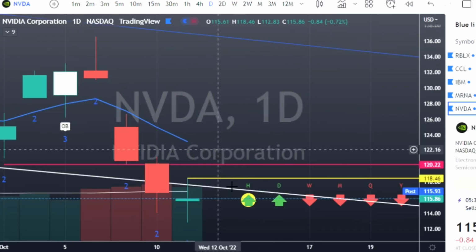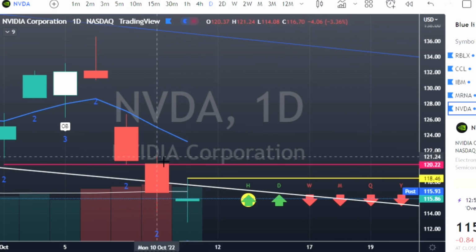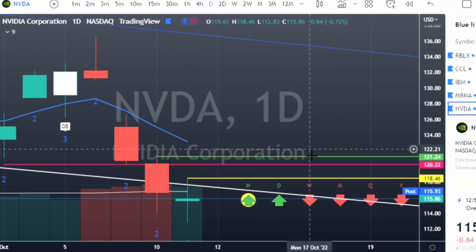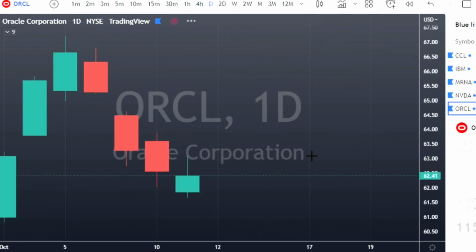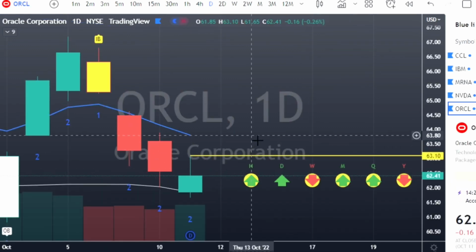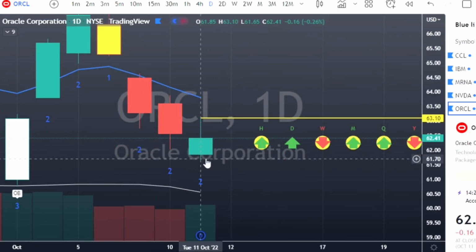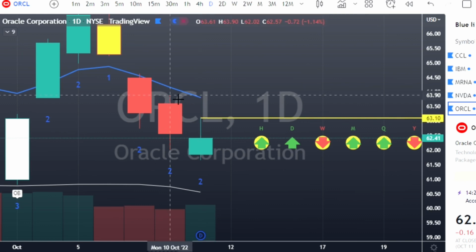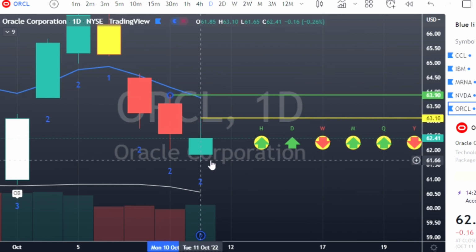NVIDIA, 2 down green. We'll look for calls at 118.46. First targets, top of the preceding wick. That's how we mark them out. 121.24 on the calls. Oracle, this is another one of those 2 down greens, shooter candle or inverse hammer. So a little bit of conflict, but we'll look for calls on this one at 163.10. But don't be surprised if we trend down a little lower off of puts for Oracle.